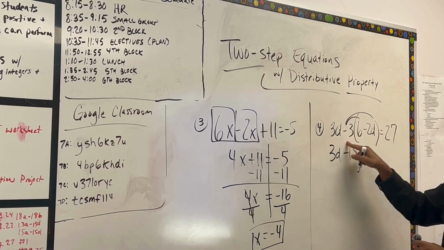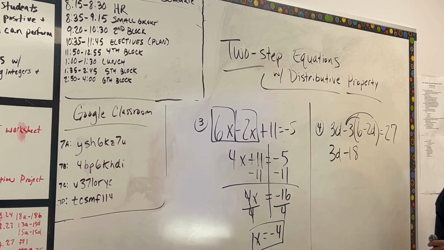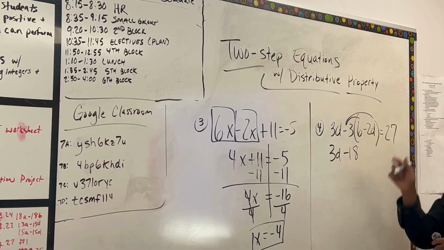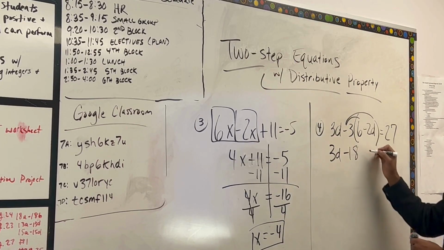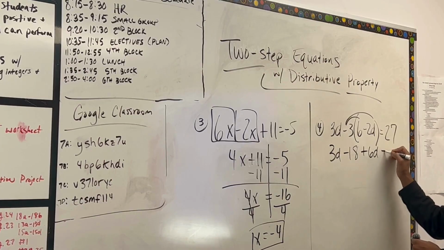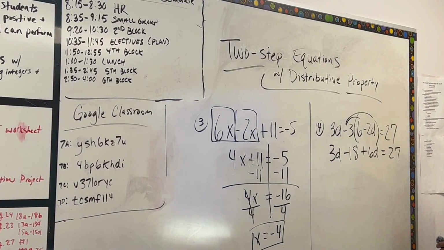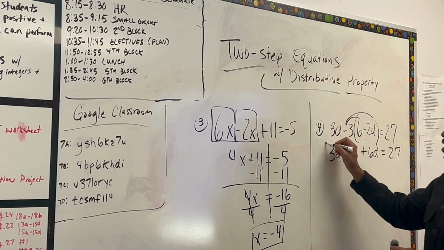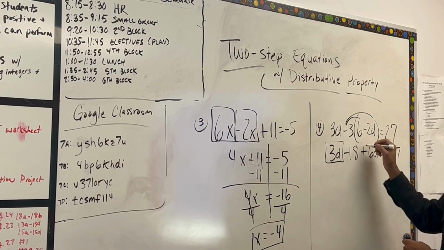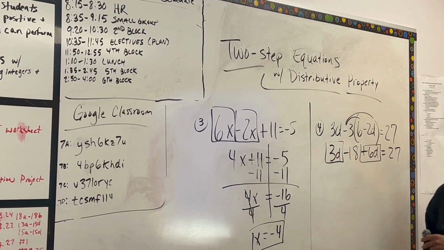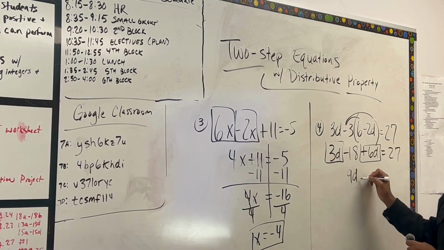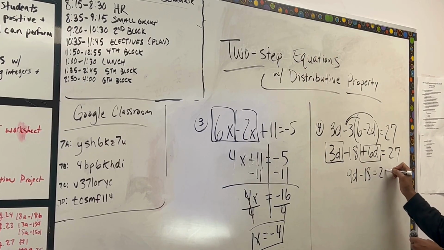Okay. Negative 3 times 6, that's a negative 18. Negative 3 times negative 2D. Positive. 2 negatives, if you multiply or divide, is a positive. So that's plus 6D equals 27. So we distributed, right? What do we need to do now? Good. You want to combine your like terms. So I can combine 3D with the positive 6D. What's 3D plus 6D? That's 9D, right? So now I have 9D minus 18 equals 27.